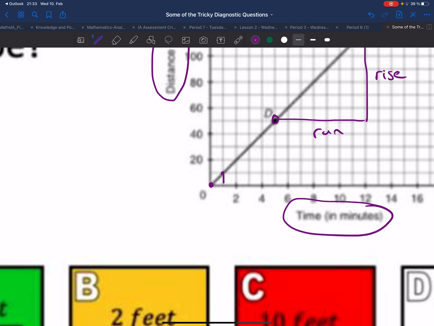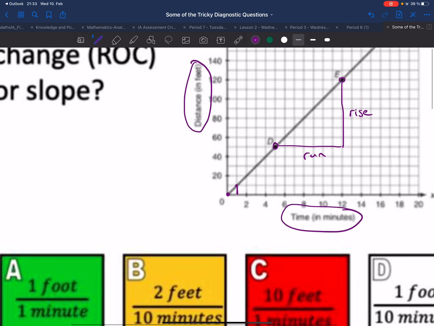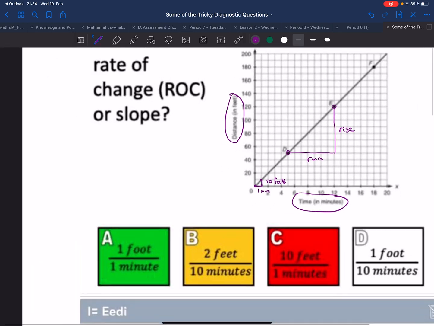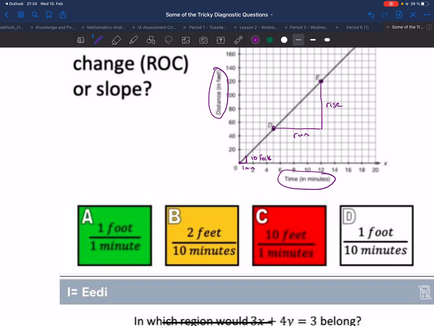So if I look at my rise here, how much is 1 square on this graph? Well, it's worth 10 feet if I check the units carefully. And my run is equal to 1 minute. So in that case, my rise over my run, my rate of change, my gradient, my slope, they're all the same thing, is going to be 10 feet over 1 minute. So I think that should be C as my final answer.